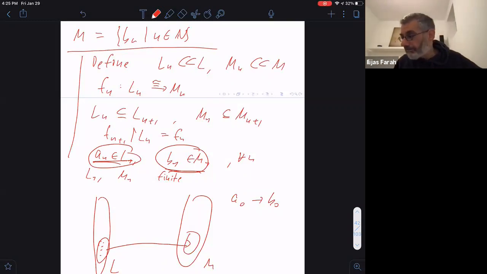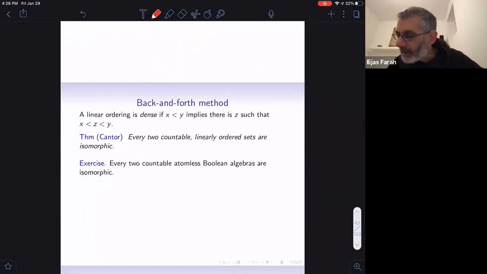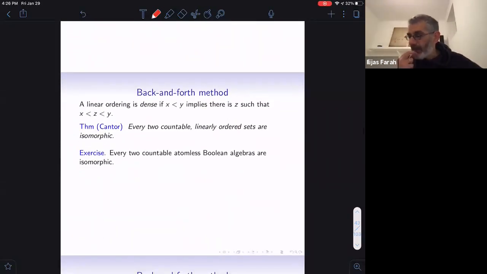Some of you must have seen this argument. It has been generalized in all sorts of different ways. I'll just state an exercise: every two countable atomless Boolean algebras are isomorphic.